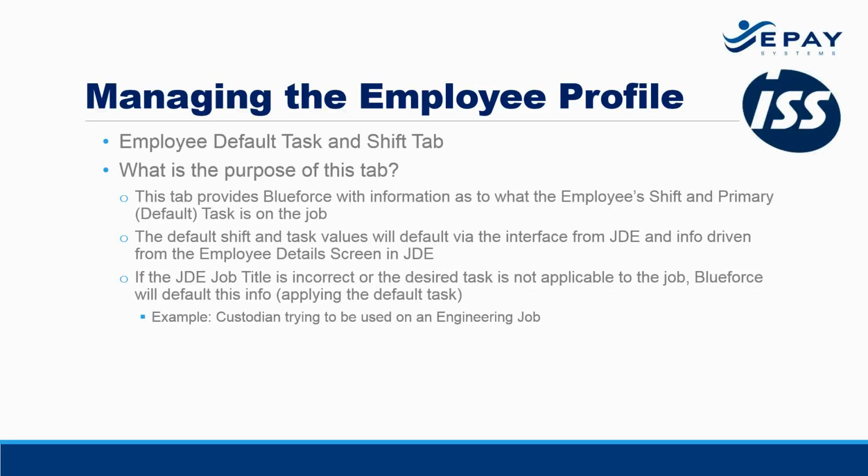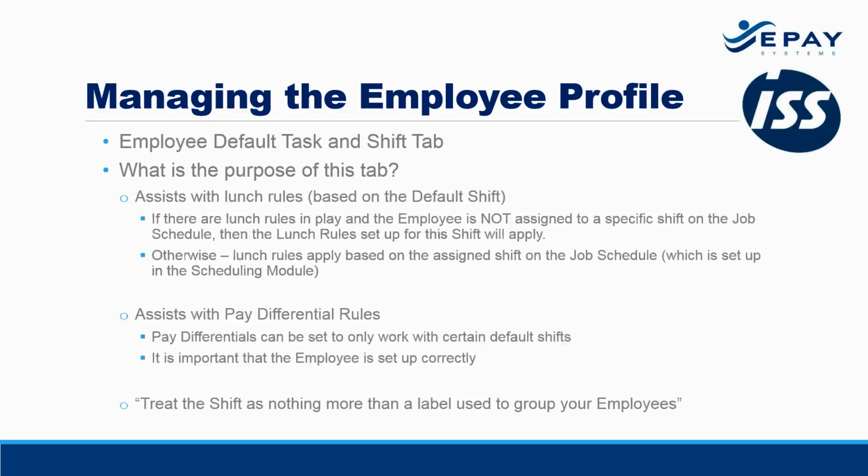As I mentioned, if the JDE job title is incorrect or the desired task is not applicable to the job, Blueforce is going to do its best to give you a good corresponding task to use. So for example, a custodian is trying to be used on an engineering job. If you try to do that, there probably are no engineering tasks on that job, so that employee will probably be assigned to a task called engineering other. So you've got options like that to work with.